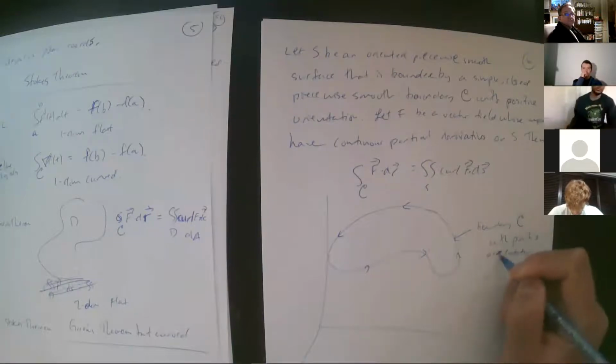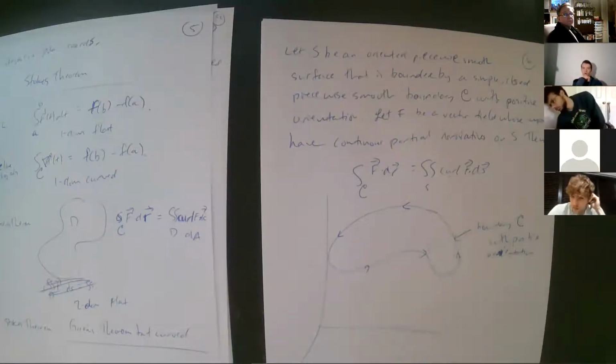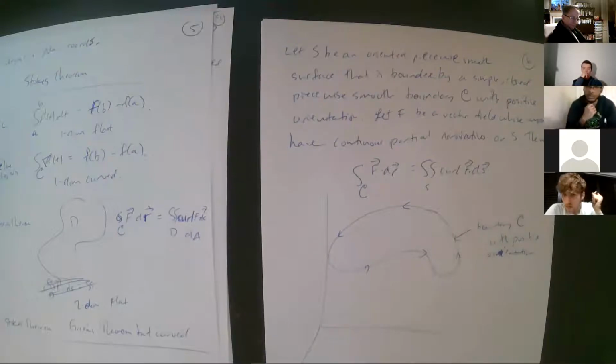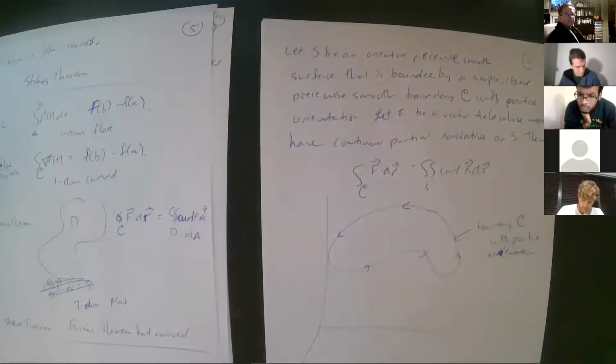Only one R. Okay. Any questions on that so far? C is nice. It's simple. There's no holes in it. It's not broken. And it's the one smooth thing that goes all the way around. Okay.